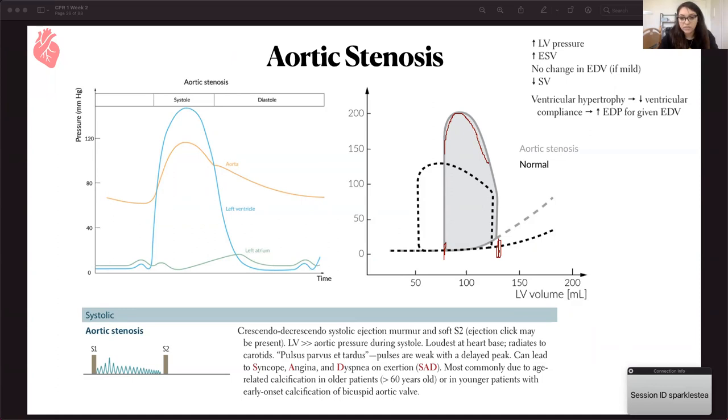And then because I'm getting a very small increase in end diastolic volume and quite a larger increase in end systolic volume, I'm decreasing my stroke volume. So you can look at it conceptually, you can look at it mathematically, whatever works for you. I'm more of a mathematical type of person, so usually just looking at the math is enough for me. And then ventricular hypertrophy would decrease the ventricular compliance. So if I have thickening of that left ventricle wall, then I am going to have less of an ability to stretch it. And so I'm going to increase that end diastolic pressure for the end diastolic volume.